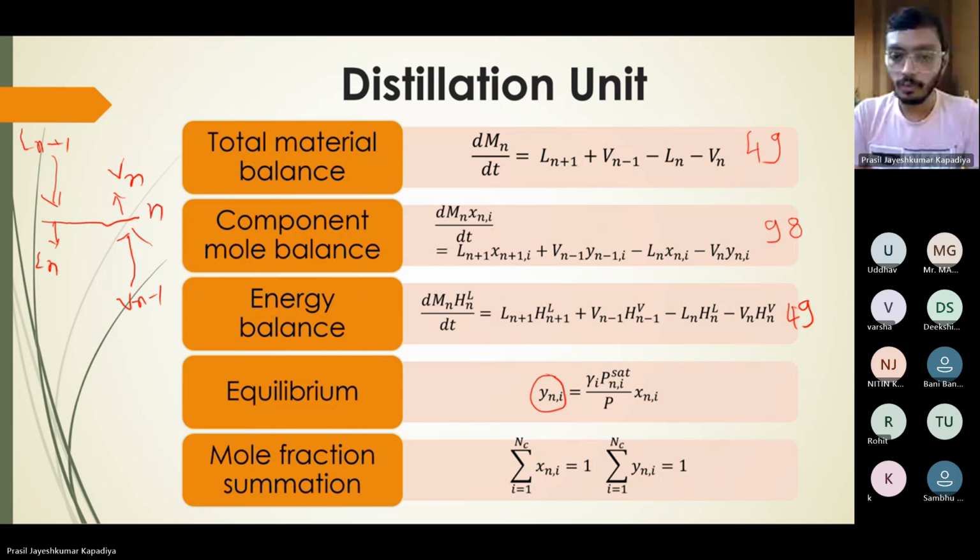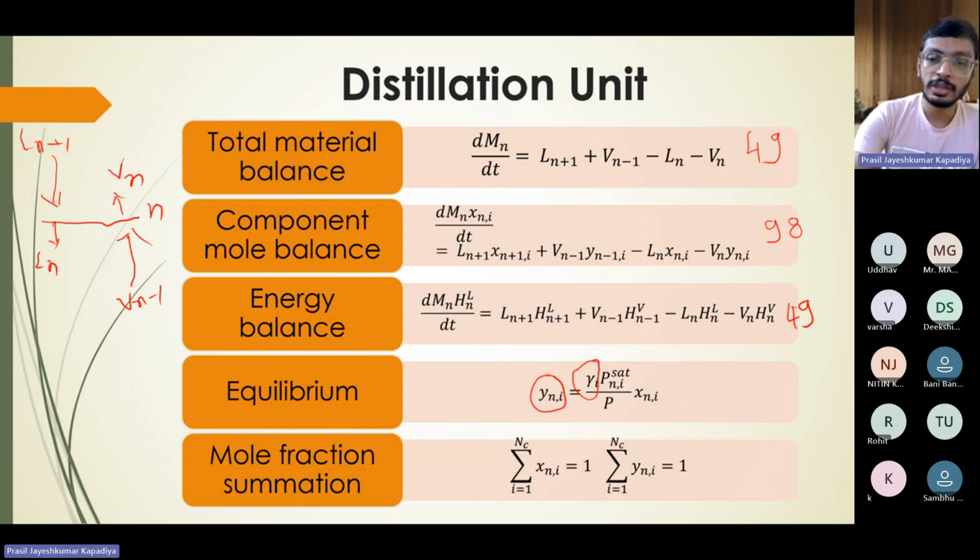So what is Raoult's law? If anyone knows, I just need a mathematical statement. Raoult's law: y times P is equal to x times P sat. This is applicable in which conditions? When my gas is ideal and my liquid solution is also ideal. We generally consider the gas phase to be ideal, but the liquid phase is generally non-ideal. So that non-ideality is introduced by gamma, the activity coefficient.